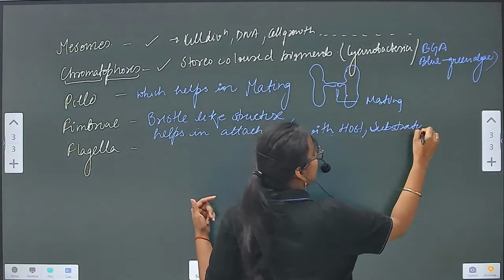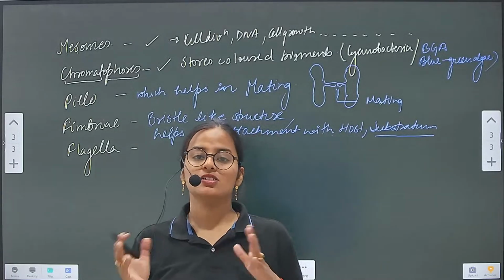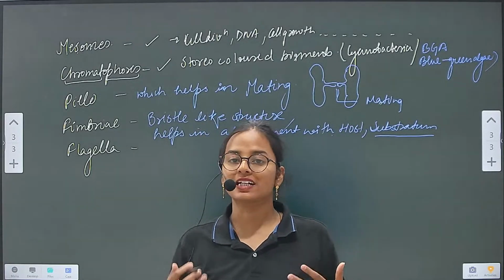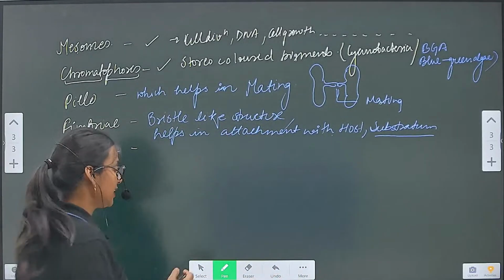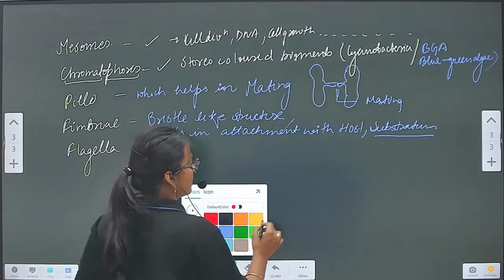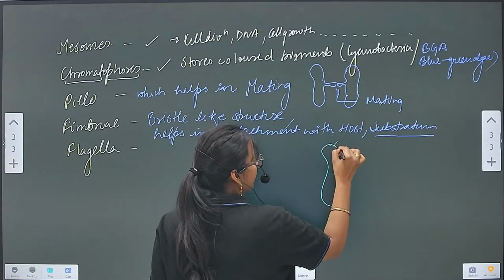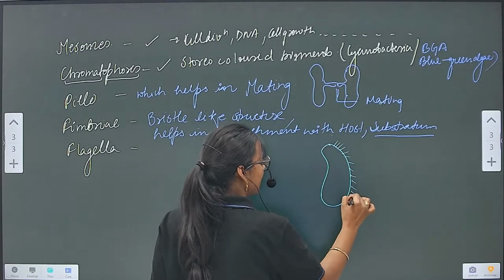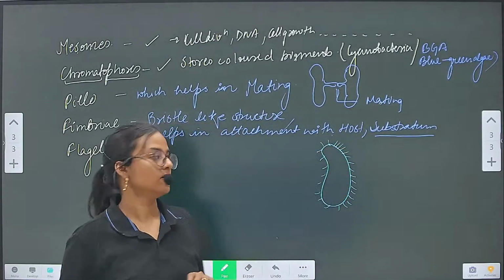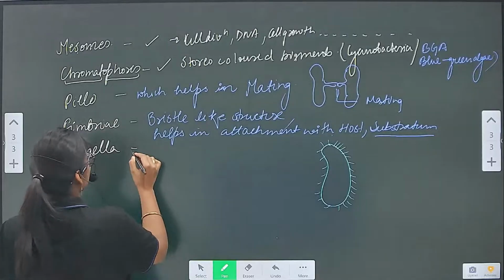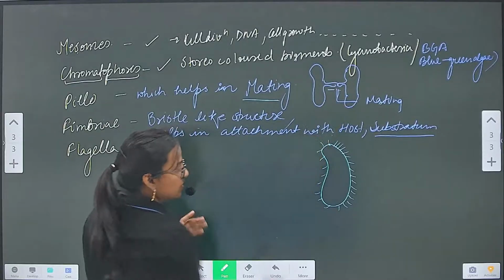Means if a bacteria wants to get attached with any body, be it another living organism or some non-living object, it has the extensions called what? Fimbriae, which look like this. See, if this is the bacteria, then it will have hair-like outgrowths called what? Fimbriae. Okay. Then there is Pili. Pili we are already done, which helps in mating. These are usually one only.